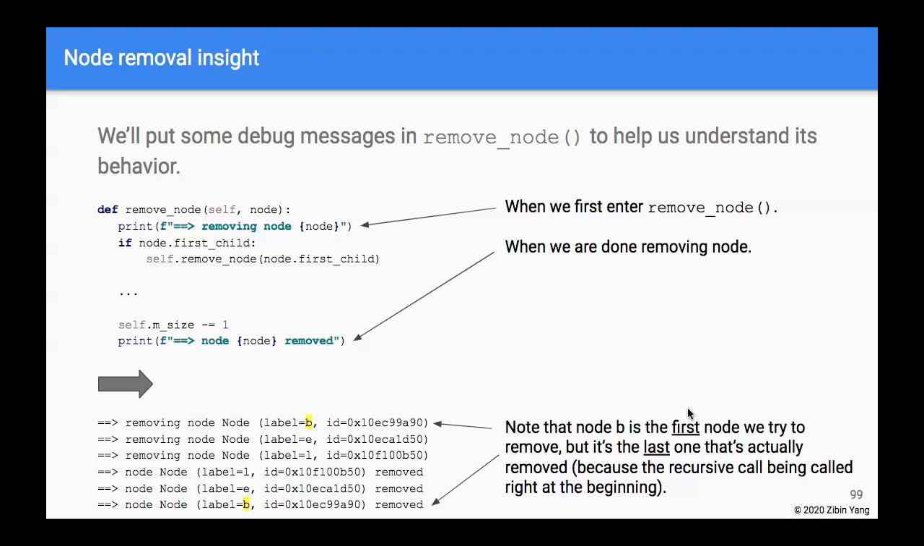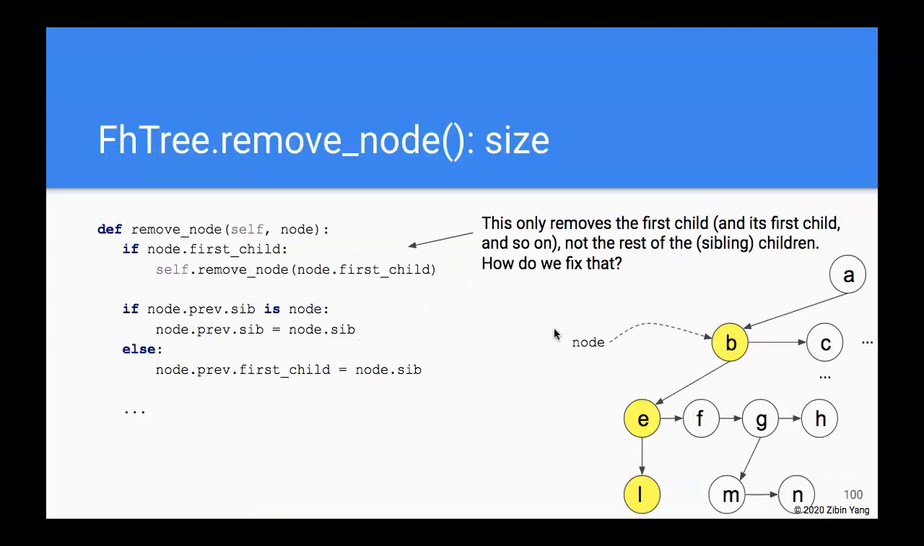Now, still, that doesn't help us because we are trying to remove the entire subtree rather than just the first children reachable from the node that's being removed, right? So again, how do we fix that? And if you'd like to challenge yourself, pause the video and think about it. It is a single line change.